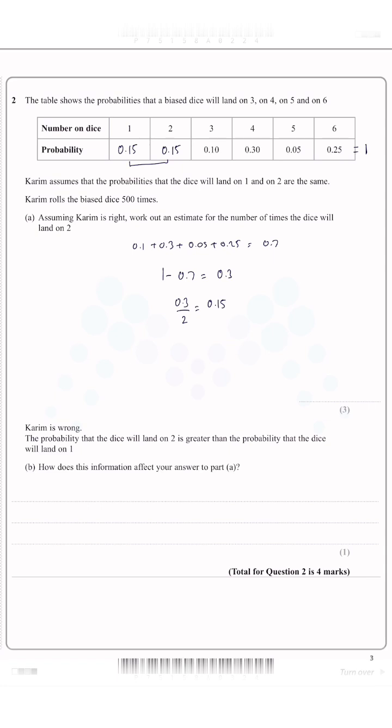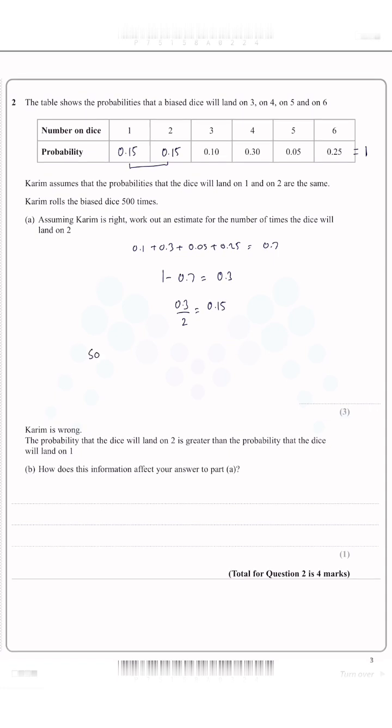Now for the actual question, they're saying Kareem's going to roll the biased dice 500 times. Assuming he's right, work out an estimate for the number of times he will land on a 2. Now, all I have to do is 500 times 0.15. 500 is the same as 5 times 100 times 0.15. So 100 times 0.15 gives me 15. If I times that by 5, the answer is 75.